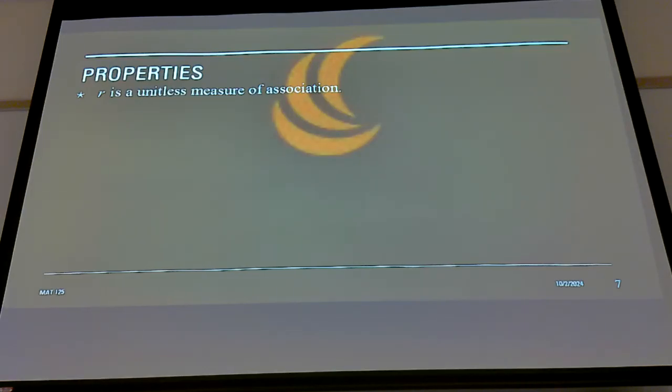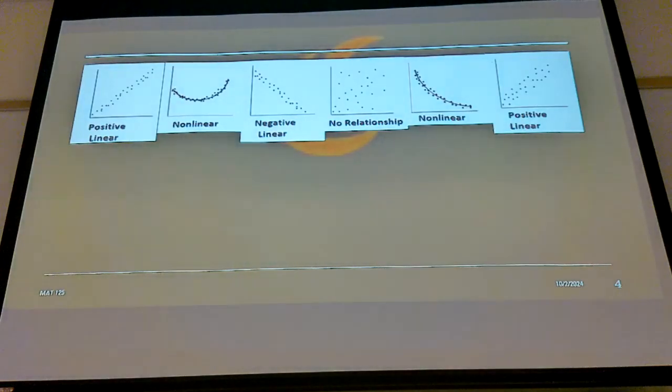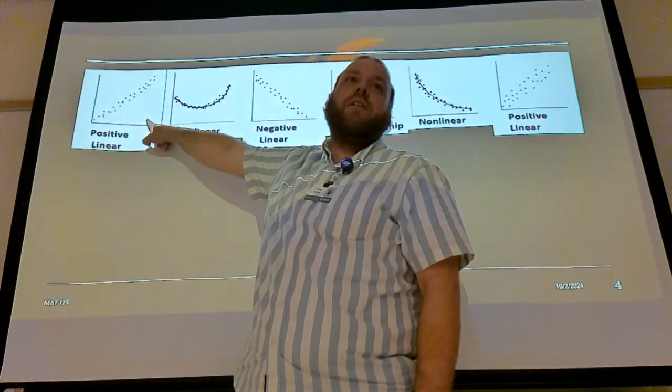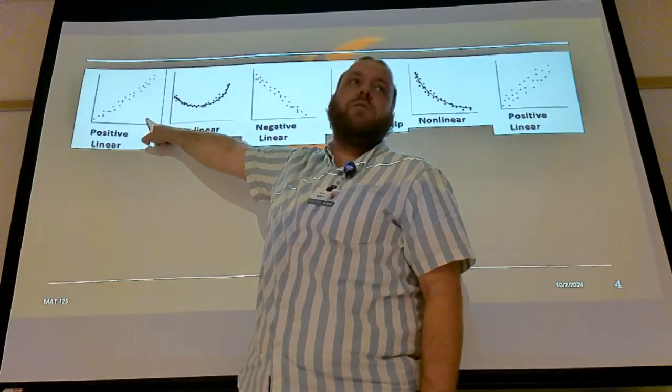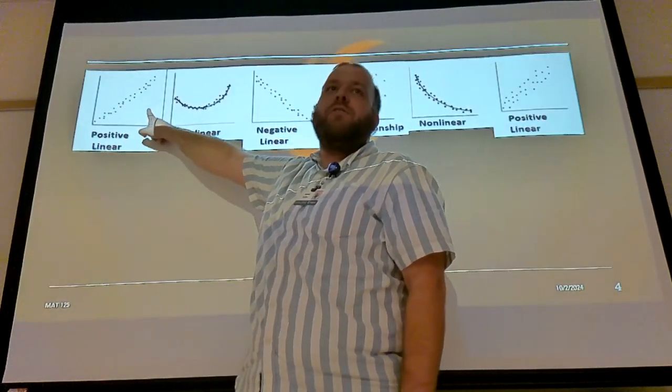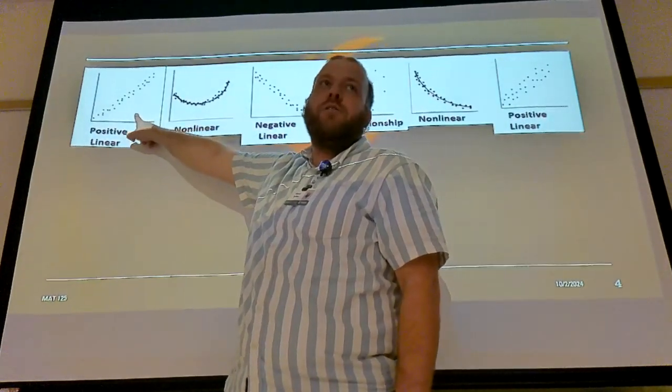Based on what R is representing, we can easily conclude that R is not resistant. Extreme values are going to affect it. Say there's a point here. That's going to affect the correlation coefficient. Now you start to get several points clustered in here. Now it's really affecting your R.